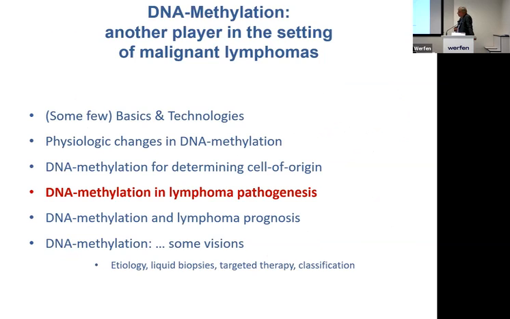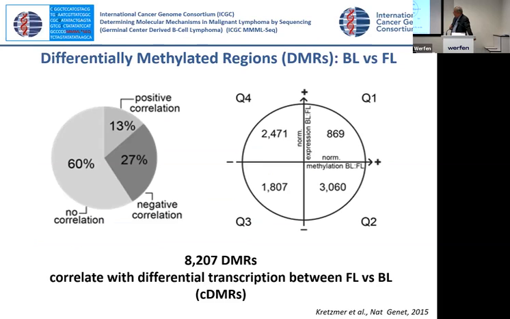What about DNA methylation in lymphoma pathogenesis? I could tell you hundreds of examples of genes which are switched on and off in TPLL and so on. I would like to go to my favorite, which is Burkitt. So we did a study in which we investigated whole genome bisulfite sequencing of Burkitt lymphomas compared to follicular lymphomas. You can see that a correlation with gene expression you find only in a subset of CpGs. And we defined so-called differentially methylated regions which correlate with the transcription between follicular and Burkitt. Don't think about the numbers, it's a huge number.